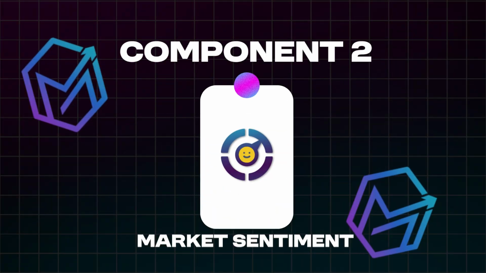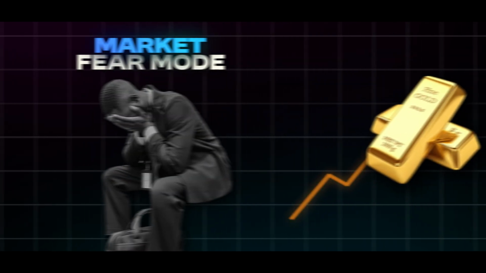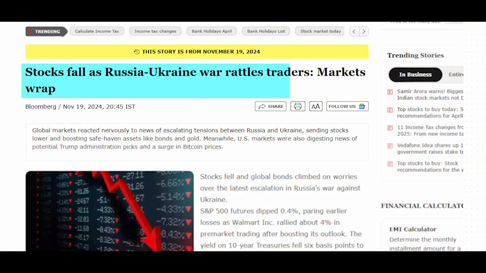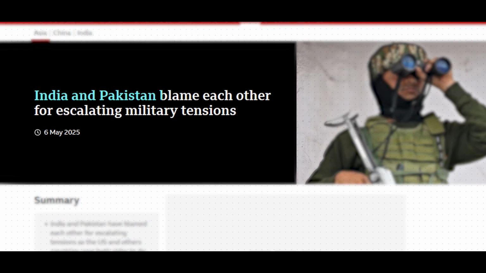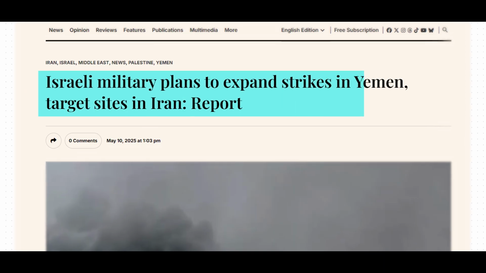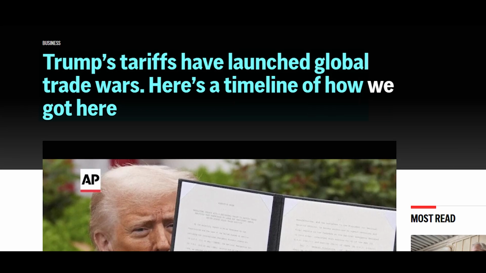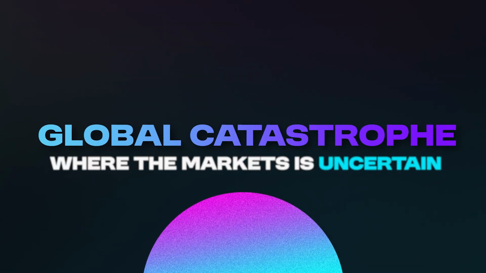Component 2 is market sentiment. Is the market risk on or is the market risk off? How are the investors currently looking at the market as a whole? So if the market's in fear mode, gold's gonna rally. What does fear mode look like? Your global conflicts. For example, we have the Russia-Ukraine. There's some conflicts with India and Pakistan. There's some conflicts with Yemen and Israel right now. Add some trade wars and Trump into that, and now you've created a global catastrophe where the market's uncertain.